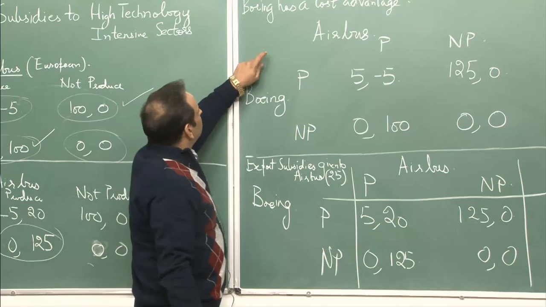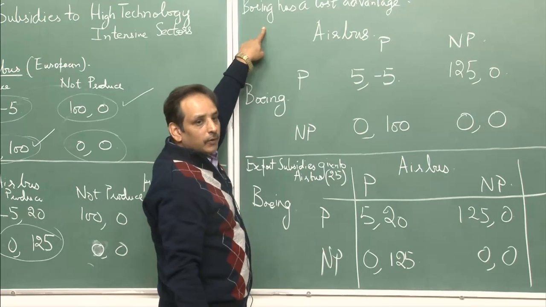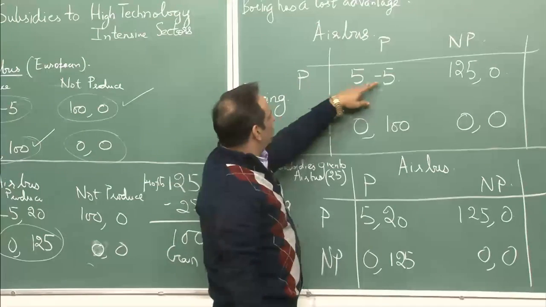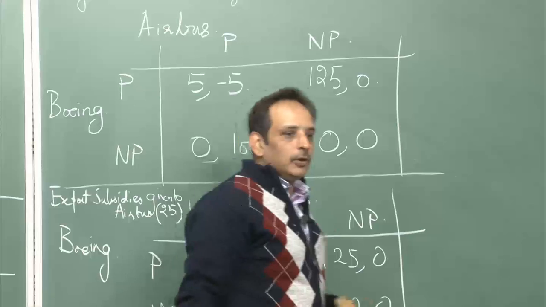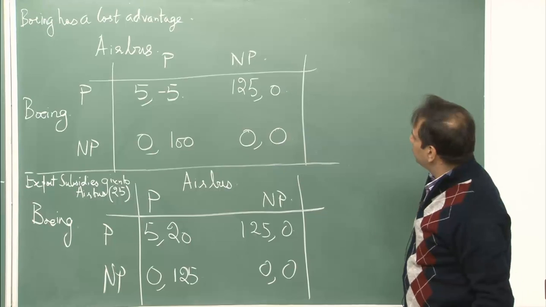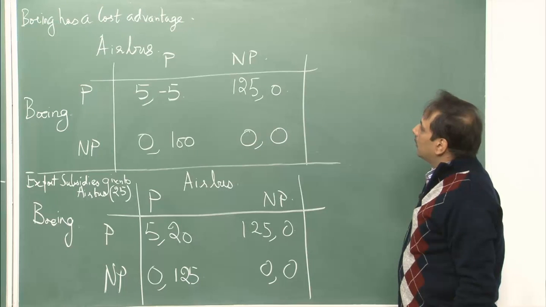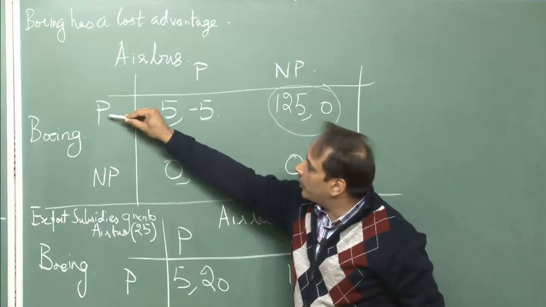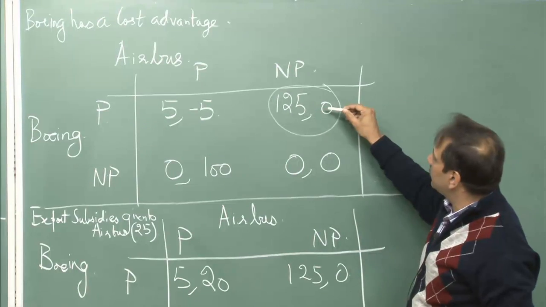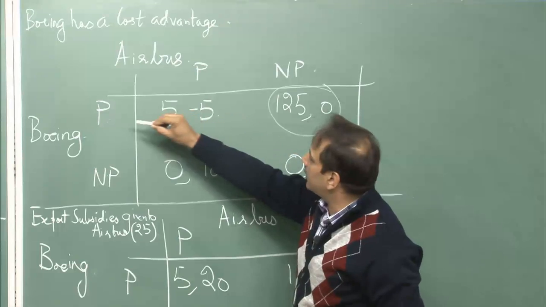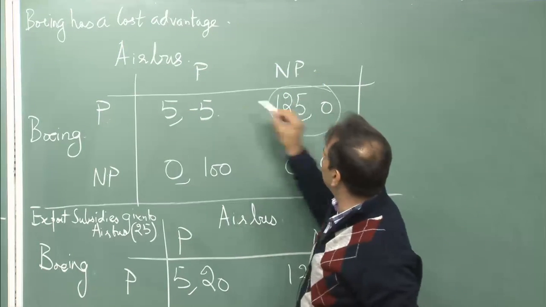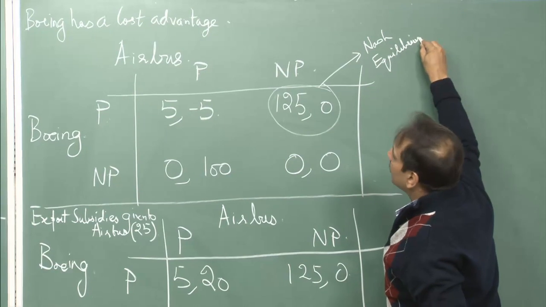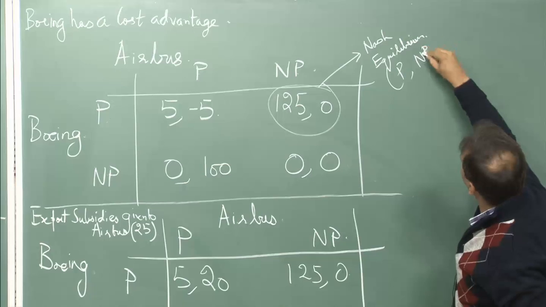Now look at this particular game. Boeing has a cost advantage. These are the payoffs, 5 and minus 5, 125 and 0, 0, 100, 0, 0. Can you identify the Nash equilibrium of this game? Right, so look at this. If Boeing unilaterally moves from P to NP, it loses. If Boeing keeps playing its Nash equilibrium strategy, Airbus moves from NP to P, it loses. So this is the Nash equilibrium. When I say this, it means these strategies. P and NP are the Nash equilibrium strategies.